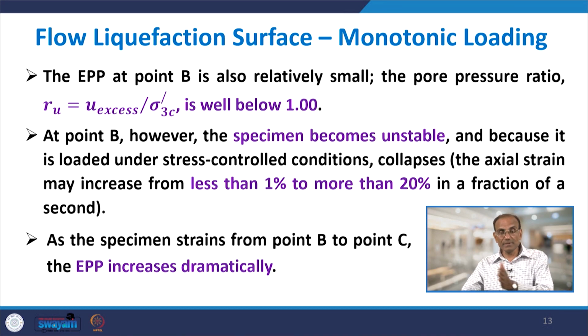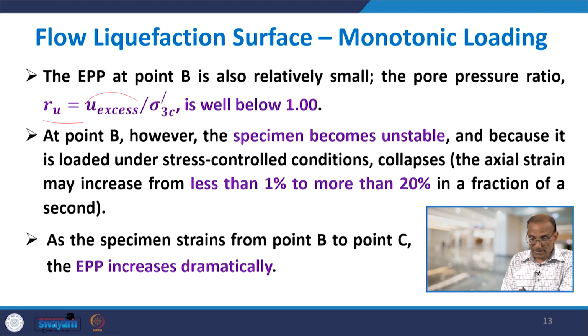Then from point B, the pore pressure ratio at point B is also small, because the EPP at point B is relatively small. Of course the deviatoric stress is large, so the pore pressure ratio is still less than 1. The pore pressure ratio, Ru, is defined with u_xs, where u_xs is nothing but the excess pore water pressure. So, you can say u_xs is nothing but EPP.